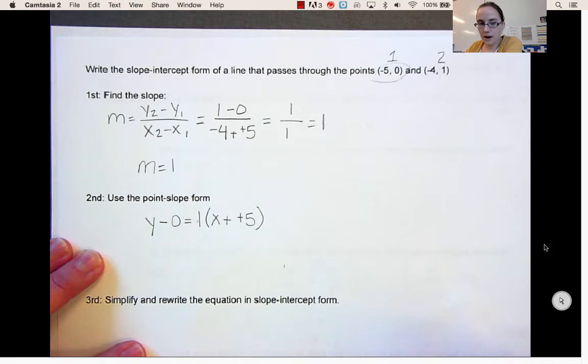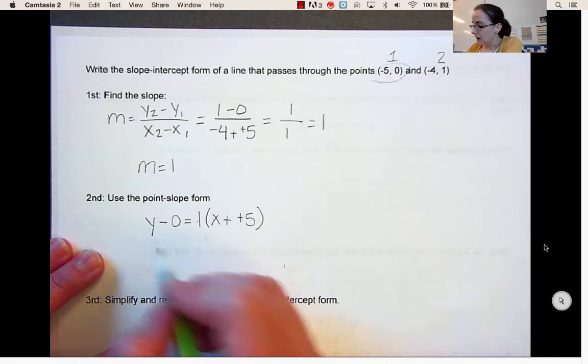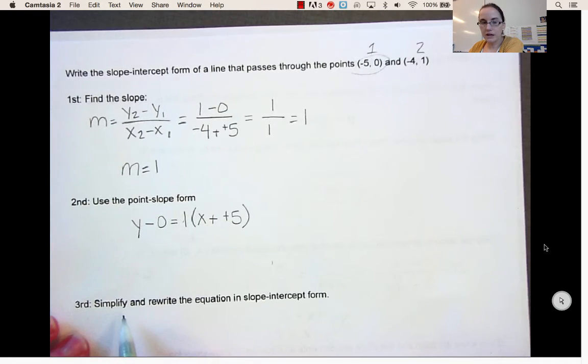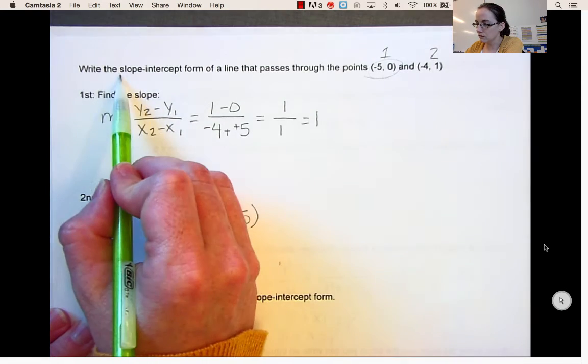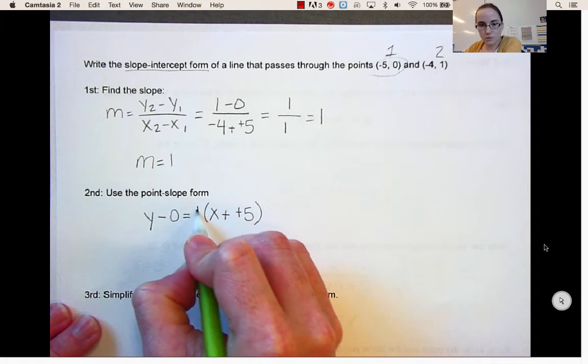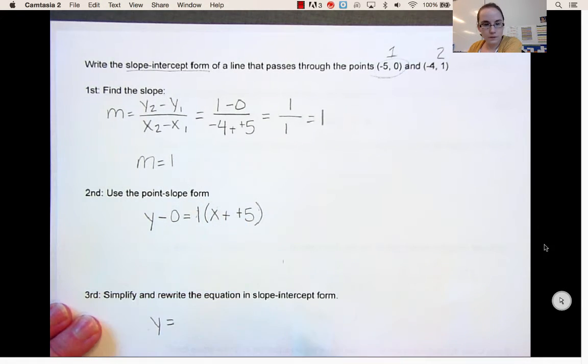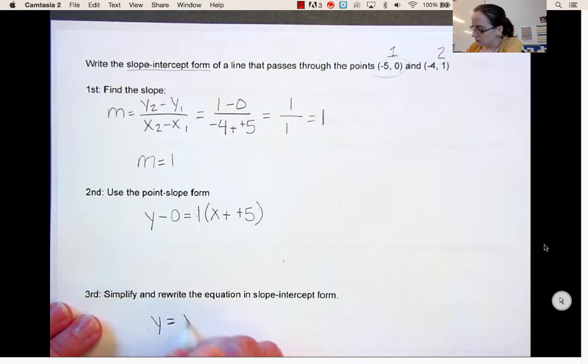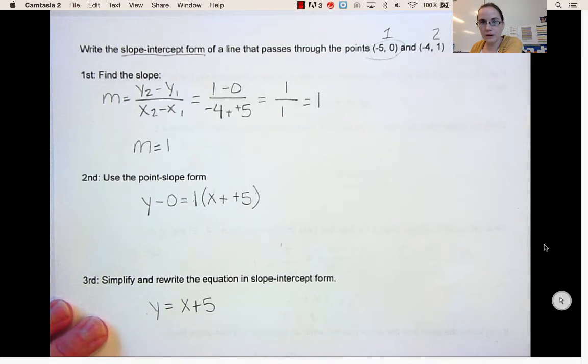That turns into plus a positive. In this case, I do want to simplify because it asked me to write in slope-intercept form. So y minus 0 is just y equals, if I distribute 1 into this, I will get x plus 5. So it is written in slope-intercept form now.